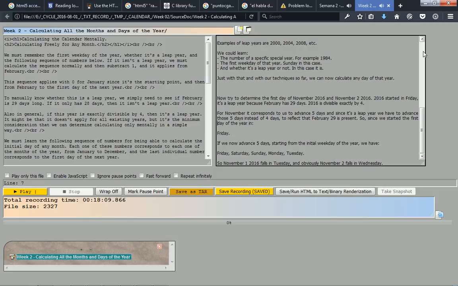So, since we started the first day of the year on Friday, if we now advance 5 days, starting from the initial weekday of the year, we have Friday, Saturday, Sunday, Monday, Tuesday. So November 1, 2016 falls on Tuesday, and obviously November 2 falls on Wednesday.